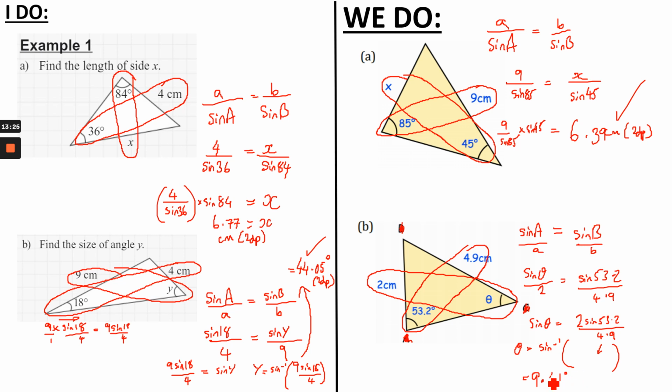So I'm just going to check. I've got sine A over a, sine B over b, sine theta over 2, that's correct. Sine B over that, that's correct. Multiplied them by 2, that one looks okay. And unless I've typed it into my calculator wrong, that should be the answer. Okay, so unless I'm missing something, that should be the answer.